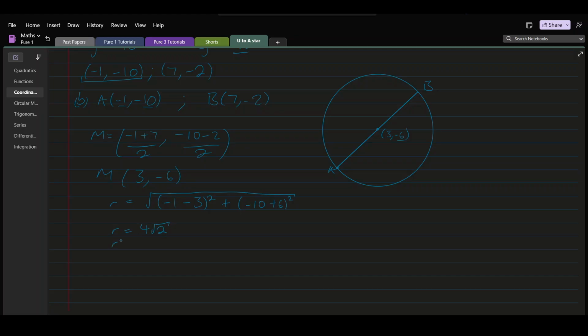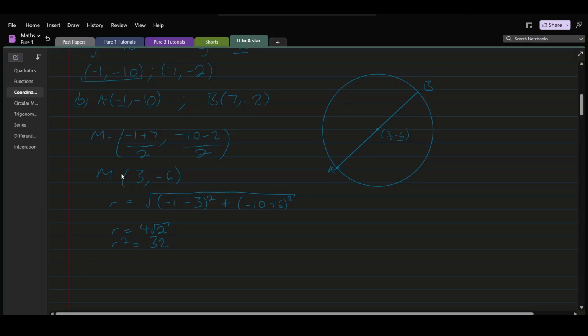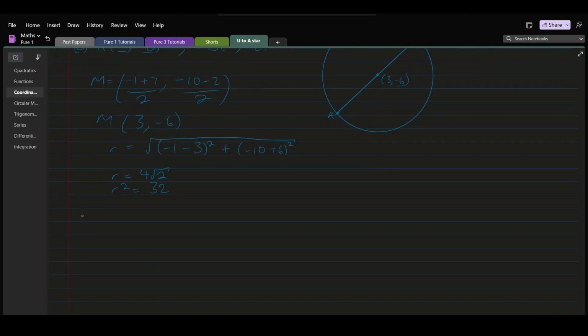And for the equation of the circle, what we actually want is r squared, so we're just going to square that. That will give us 32, and we can conclude that the equation of our circle with diameter AB is x minus 3 squared plus y minus negative 6, so that becomes y plus 6 squared, is equal to r squared, which is 32, and this would be our final answer.